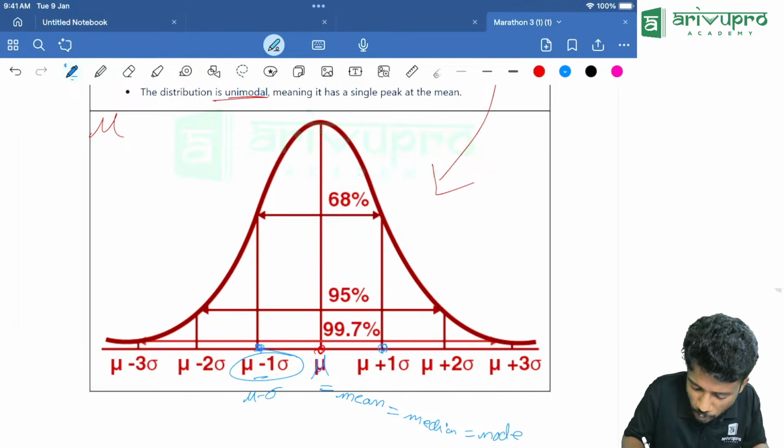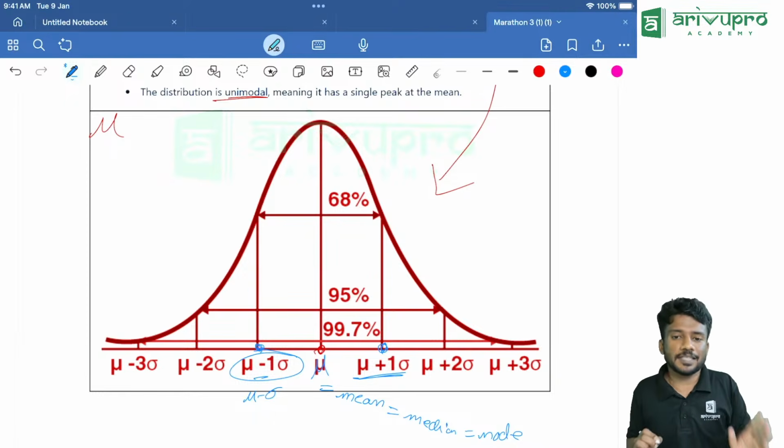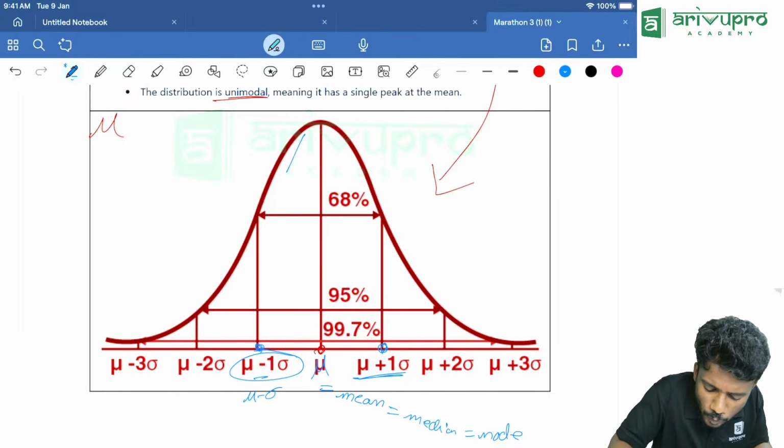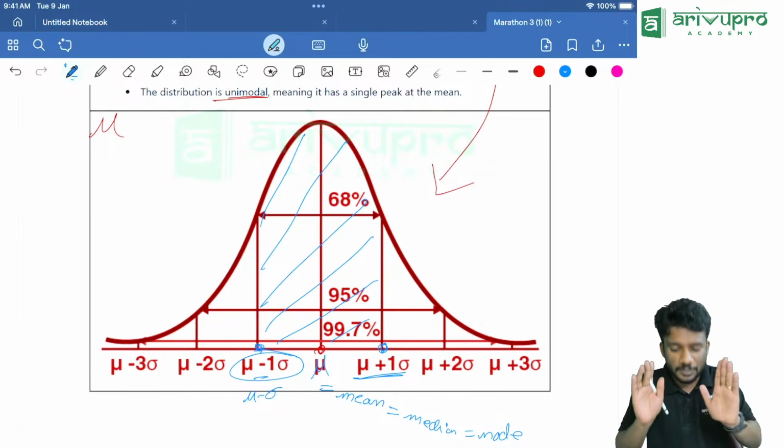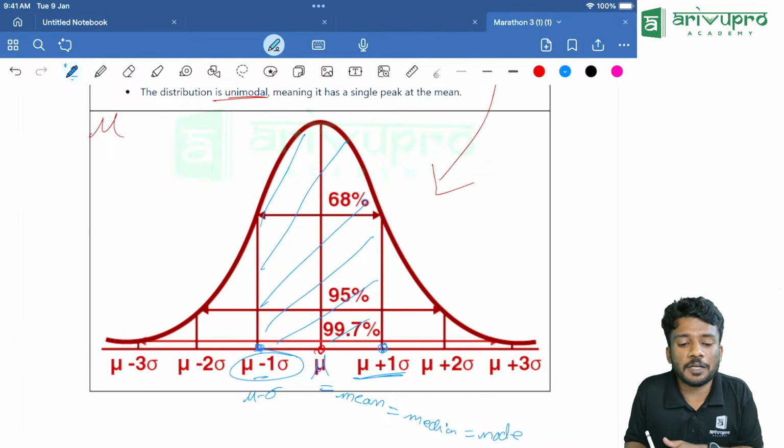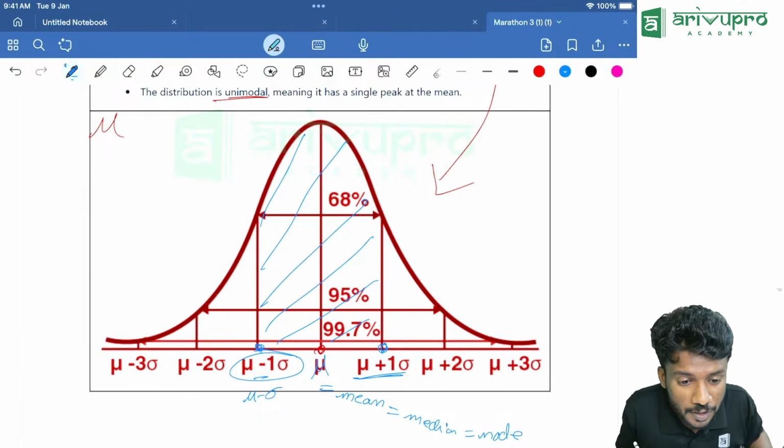This point is called as what? Mu plus sigma. Now, around 68% of the area of this curve is in between mu minus sigma and mu plus sigma.